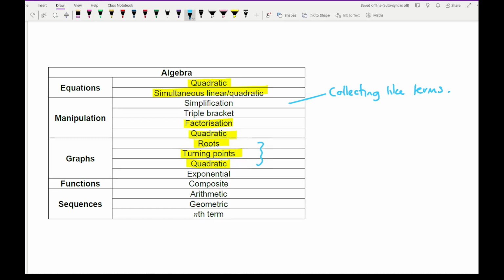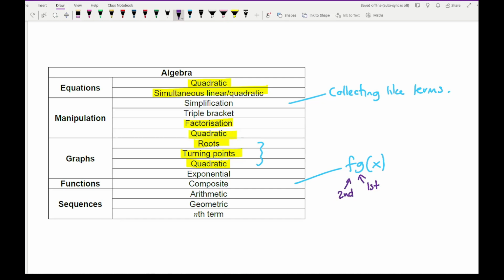Composite functions, just be mindful that whatever letter is closest to the x is the first function. So this is the first function you need to substitute. This one is the second. So try not to read it from left to right, more right to left.